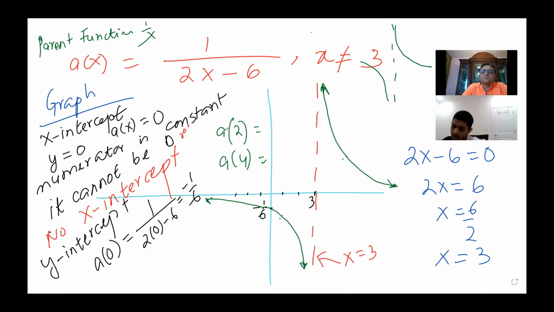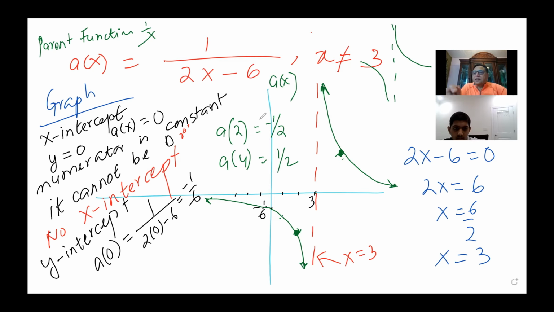I got minus 1 over 2 and 1 over 2. Correct. So when you're on this side, when x is 2, you get minus 1 over 2. Do you see this point? And on the other hand, you got a point at 4, which is 1 over 2. You see the symmetry about this vertex point? So those are your points on the curve of this particular function a of x. Is that clear to you? Likewise, you could also find more points.